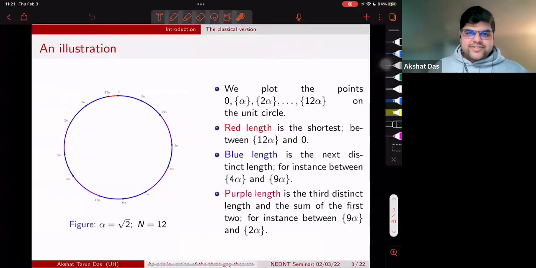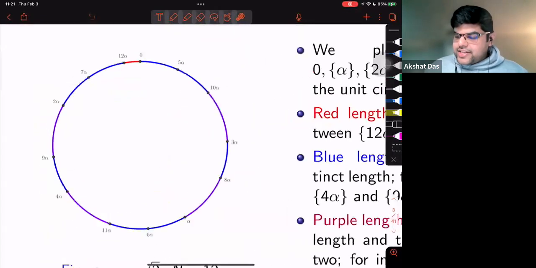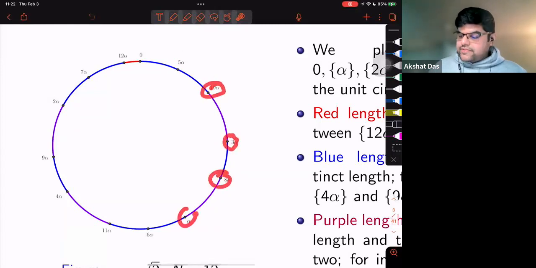So here's a simple illustration of what is going on. So let us take alpha to be square root of 2 and capital N to be equal to 12. Then we are plotting the points starting with 0 all the way up to fractional part of 12 alpha. Then you can see that the first distinct length, which is the shortest one, is denoted by the red color, which is between 12 alpha and 0. The next distinct length is colored in blue. And for example, that's between 5 alpha and 10 alpha, or say 3 alpha and 8 alpha. And then the third and last distinct length is colored in purple. And that is, for example, between 10 alpha and 3 alpha, or 8 alpha and alpha.